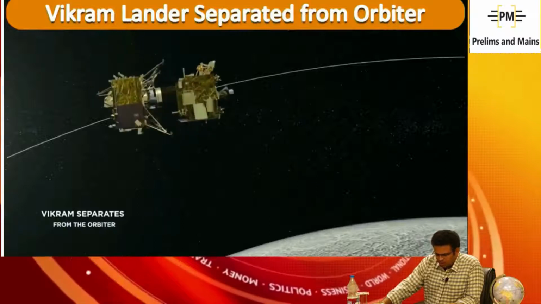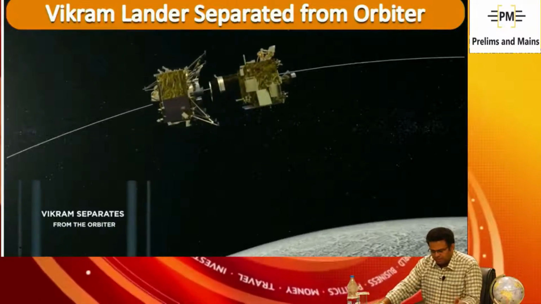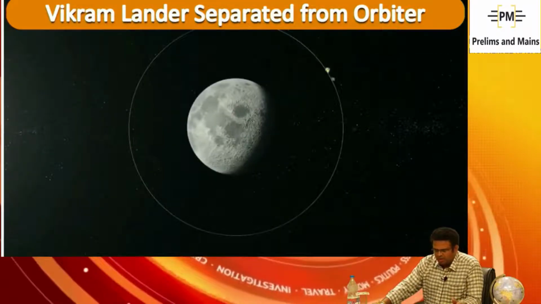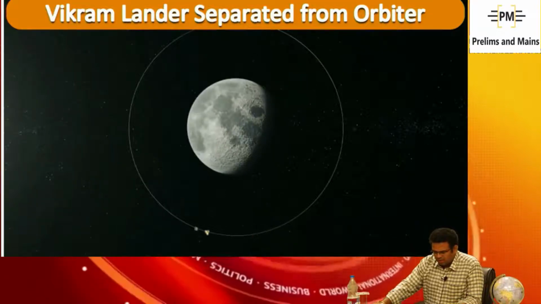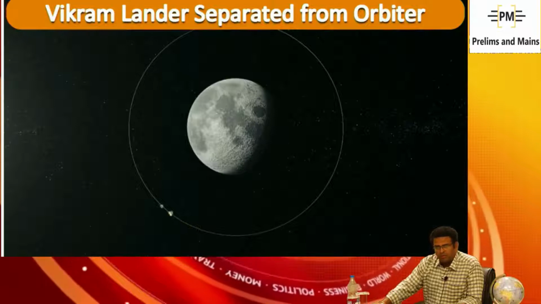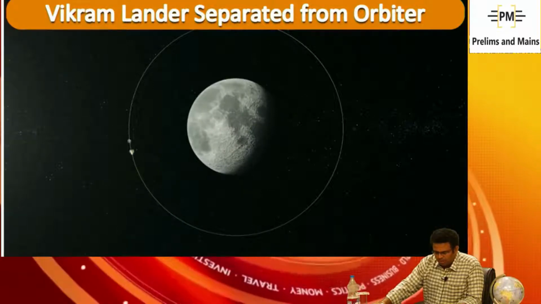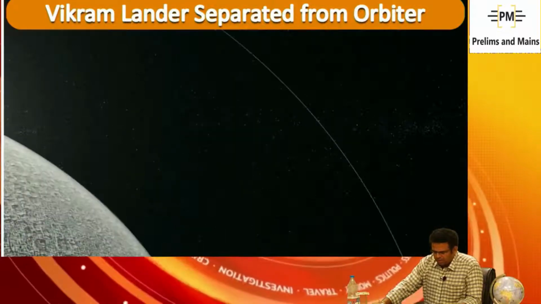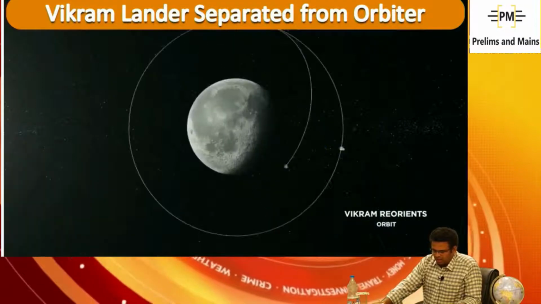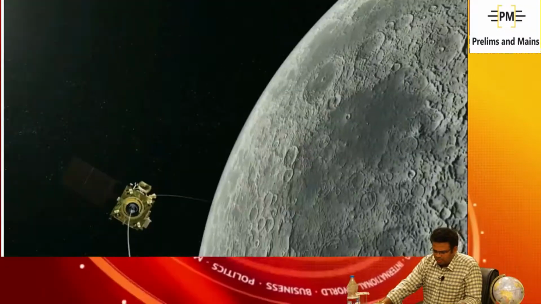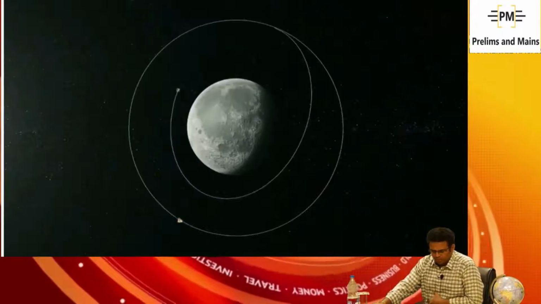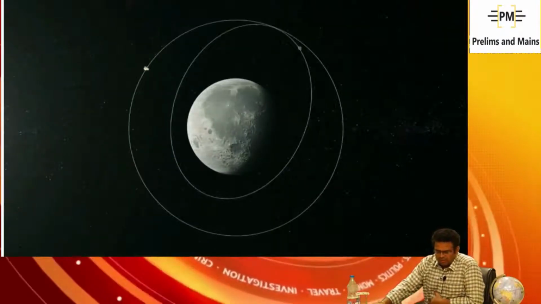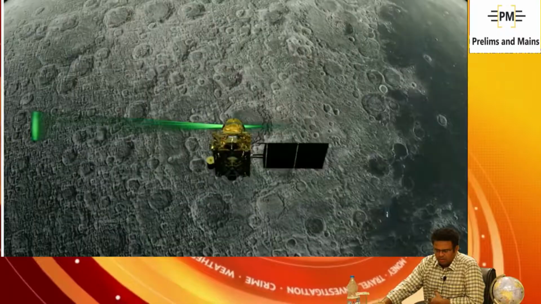Here there is a separation of the orbiter and the Vikram lander. The orbiter moved away, and it was sent in July 2019 and till now is orbiting around the moon. The only problem is that the Bikram lander has to come onto the surface of the moon with a soft landing, and India is very good at soft landing.